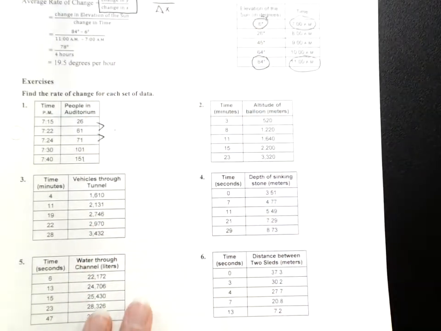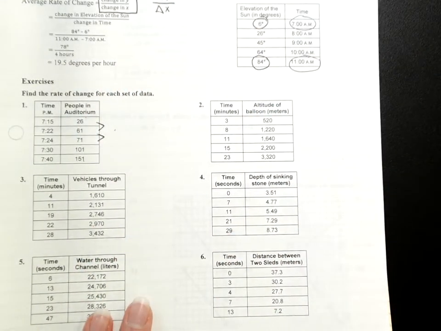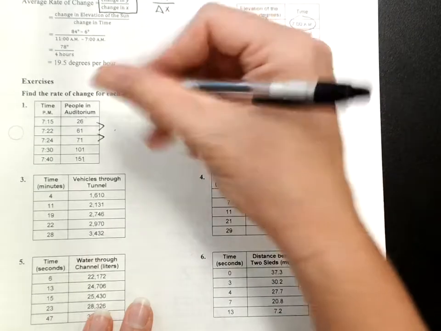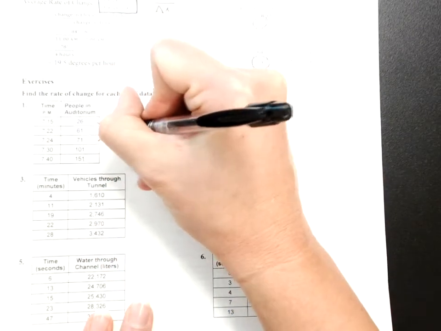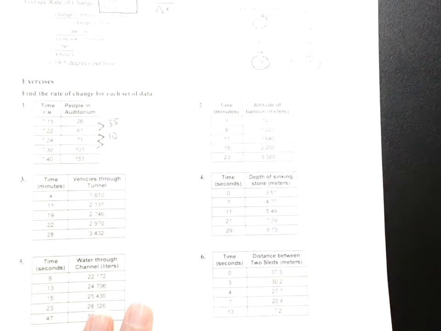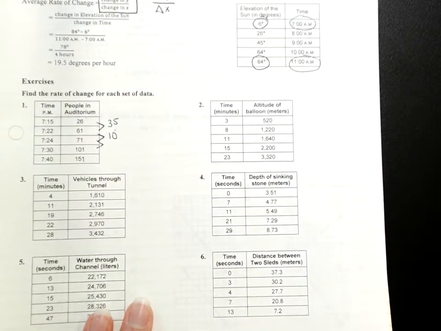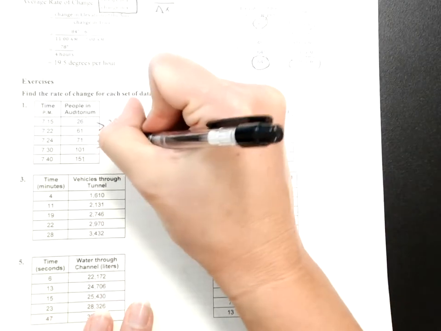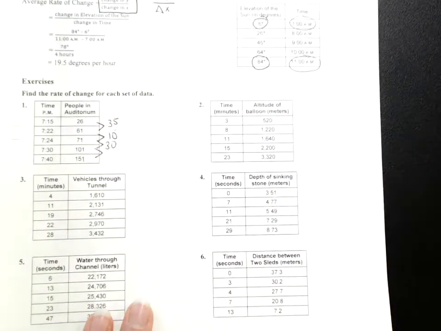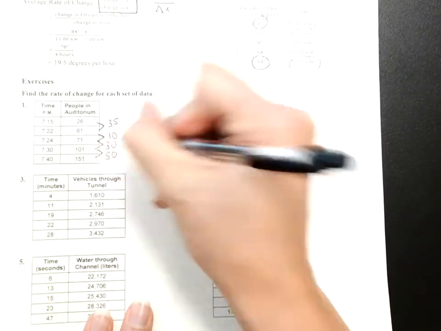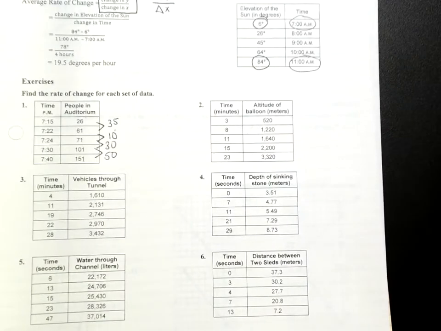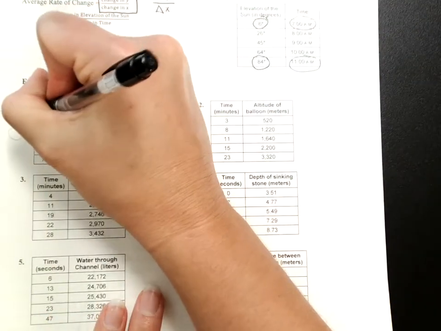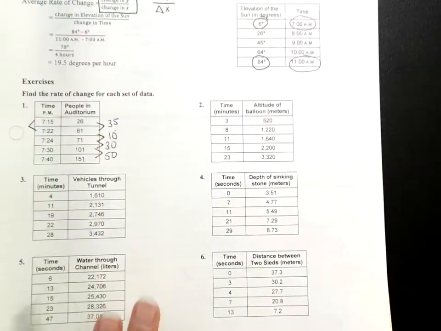How does it change between 26 and 61? That's a change of 35. How does it change between 71 and 61? That's a change of 10. Between 101 and 71 is a change of 30. Between 101 and 151 is a change of 50. So those are all a little bit different, but if you notice over here on your time side, these are also a little bit different.